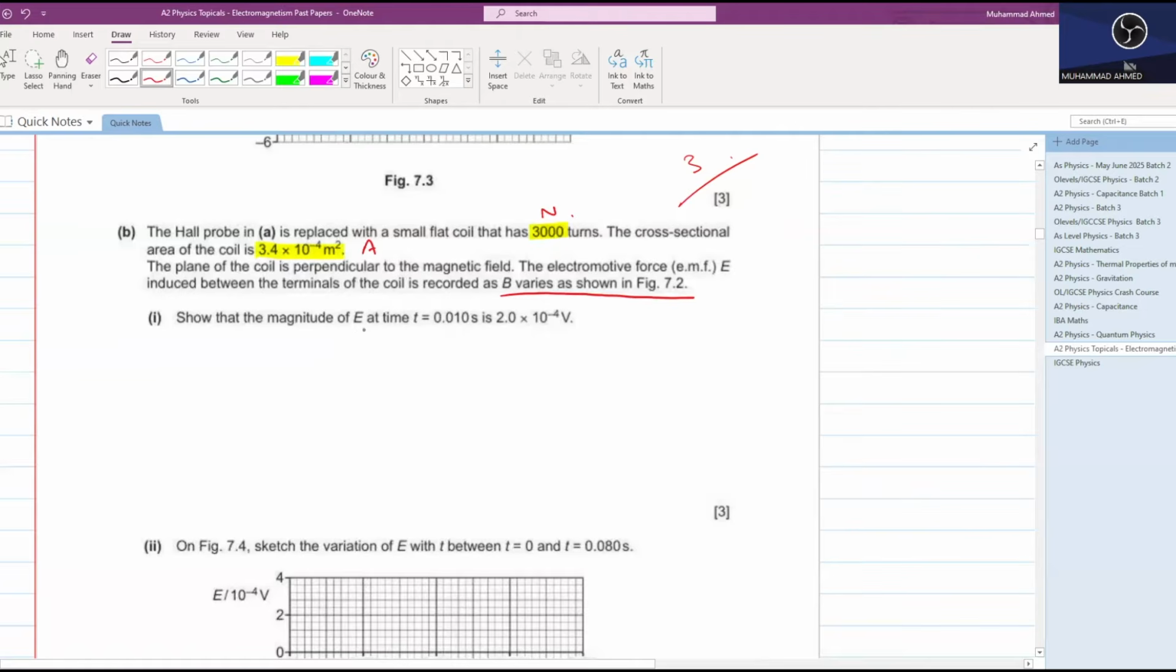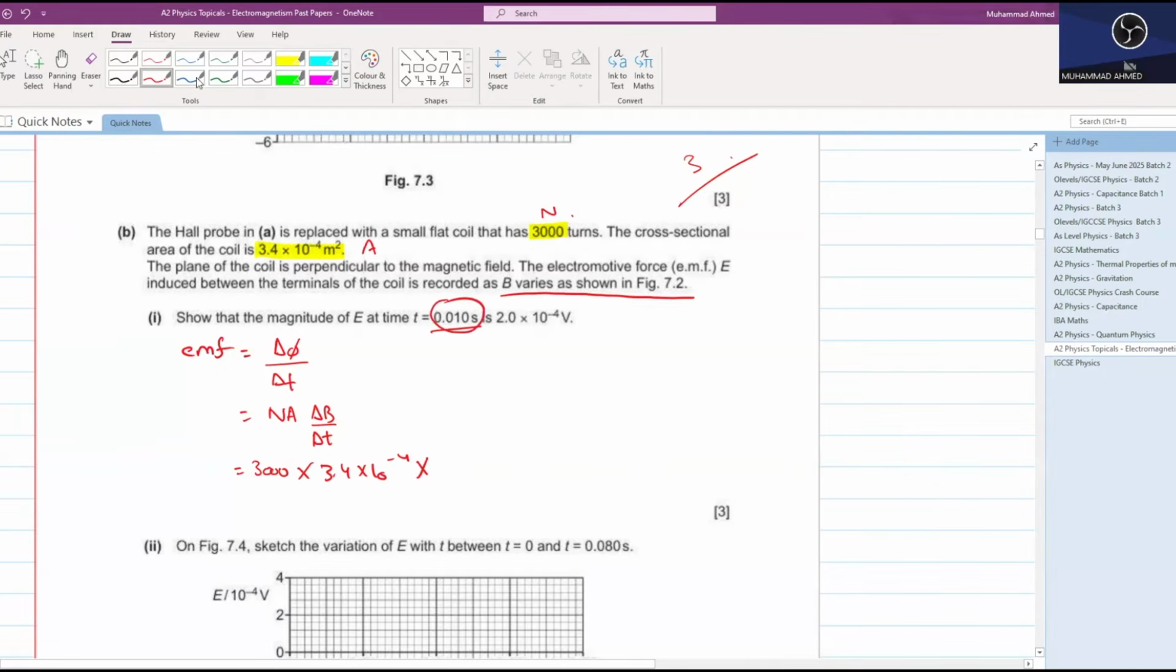Show that the magnitude E of the EMF at time t equals 0.01 seconds is 2 into 10 raised to the power of minus 4 volts. So EMF is basically equal to what? Change in phi over change in time. How can I represent phi? NA into change in B over change in t. What is the number of turns? 3000. What is your area? 3.4 into 10 raised to the power of minus 4. And what is your change in B over change in t?